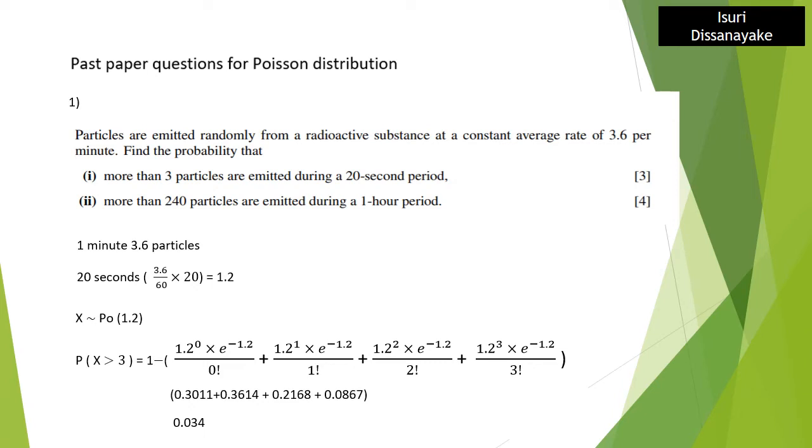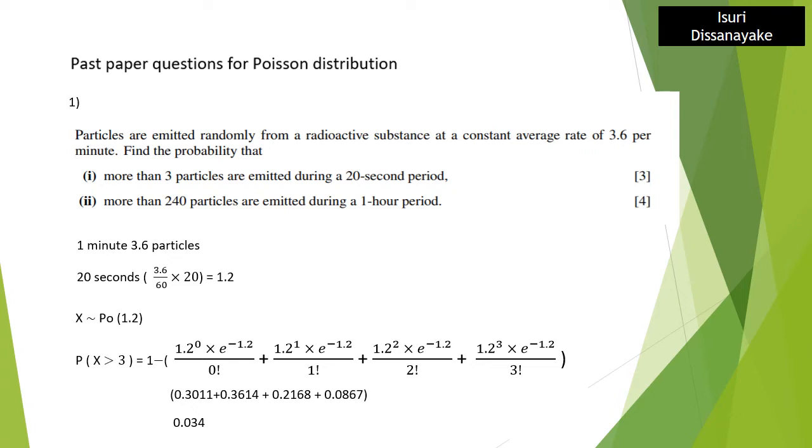So the easiest way of doing this question is you find the probability of X equals 0, X equals 1, X equals 2 and X equals 3 and you subtract it from the total probability, which is 1. In this sum, when they say the probability of X greater than 3, that means it begins with 4, right? Greater than 3 means it should begin with 4.